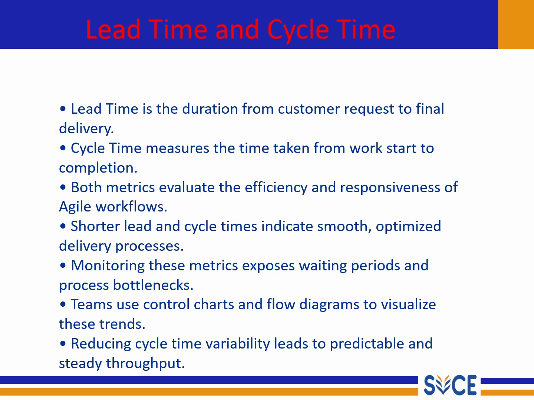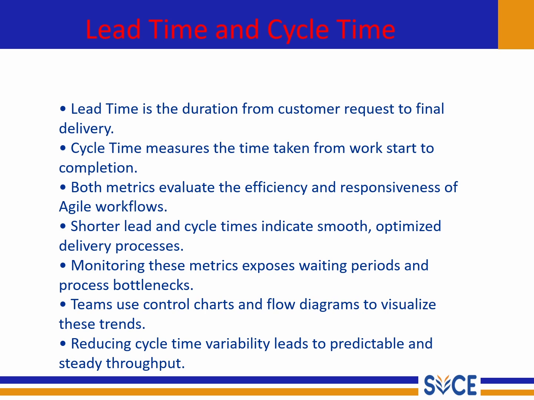If both lead and cycle time are short, that means the process is smooth and optimized. But if they are long, it could mean there are bottlenecks. Maybe tasks are waiting too long in review or resources are stuck somewhere. That's why we monitor these metrics regularly. They help us spot where work is slowed down.